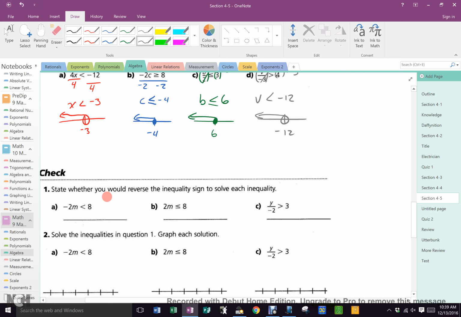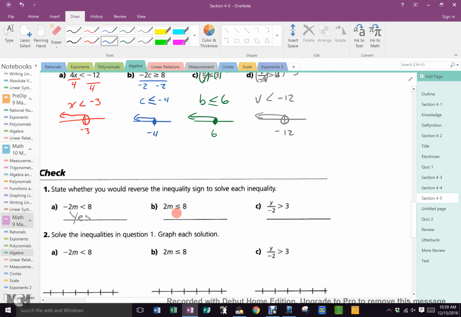Okay, question 1. Yes or no? Would you reverse? So do the arrows need to change? Yes or no? Don't do the work yet. Just tell me if the arrow needs to change. What makes an arrow need to change? Multiplying or dividing by negatives. Am I multiplying or dividing by a negative here? Yes. So am I flipping the sign? Yes. We flip the sign.